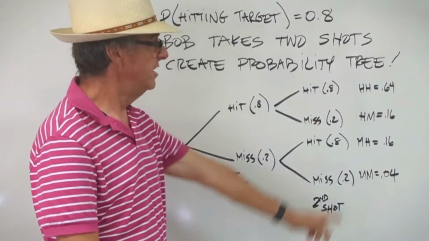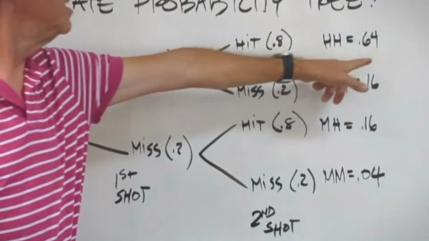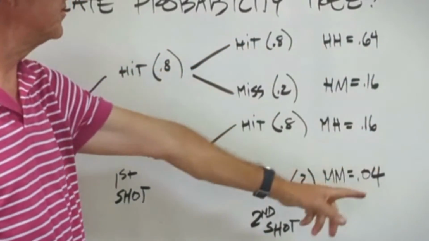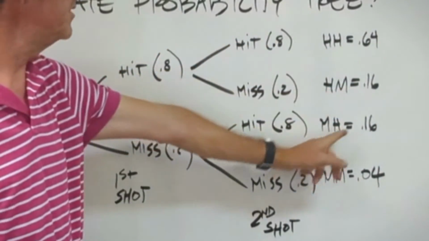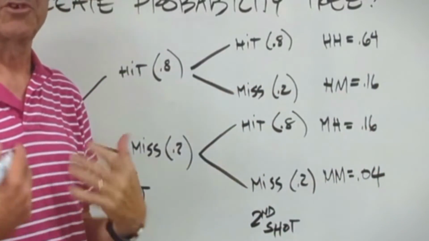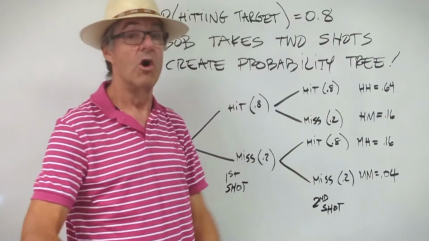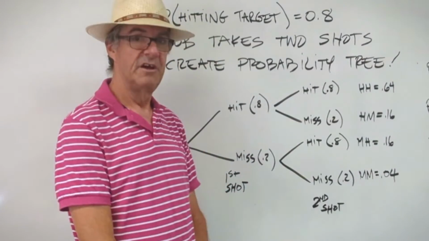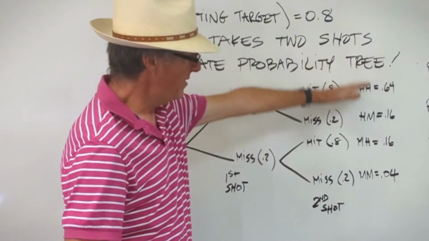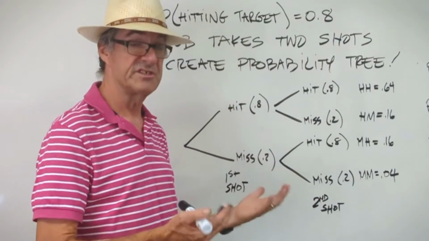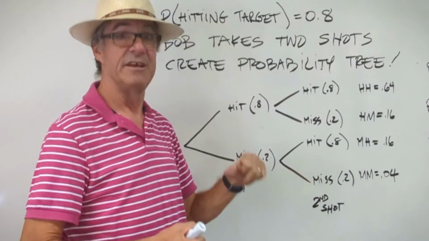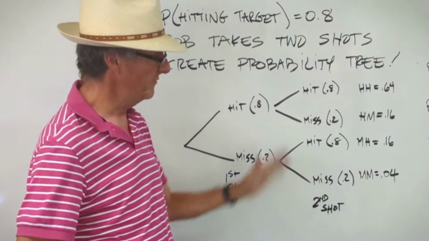Let's see how you did. The probability of 2 hits is 0.64 or 64%. Probability of hit miss or miss hit are the same. That's 0.16 or 16%. And the probability of 2 misses is 0.04 or 4%. All right, so we already calculated the basic probabilities for the 4 possible combinations: hit, hit, hit, miss, miss, hit, and miss, miss. We did that.